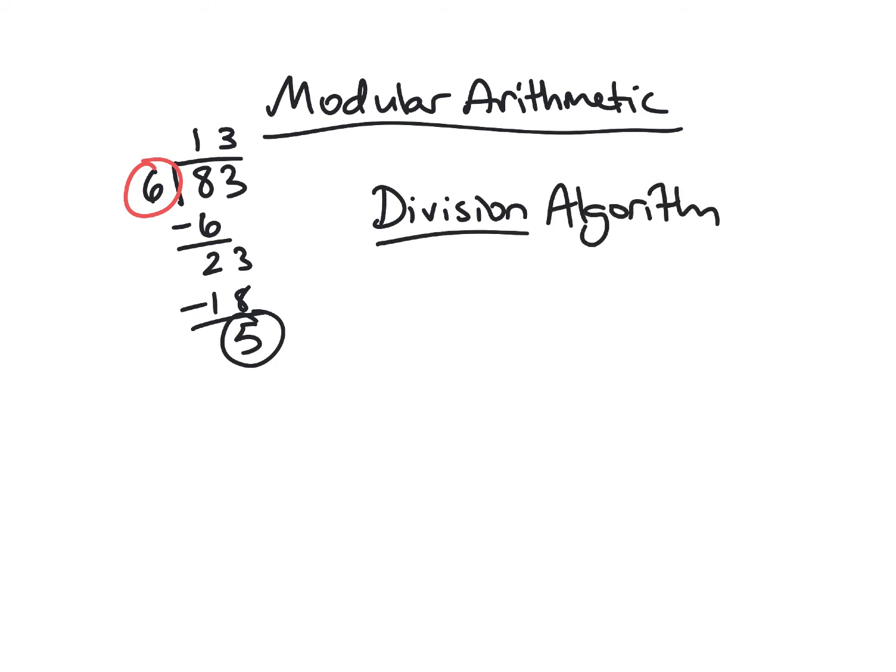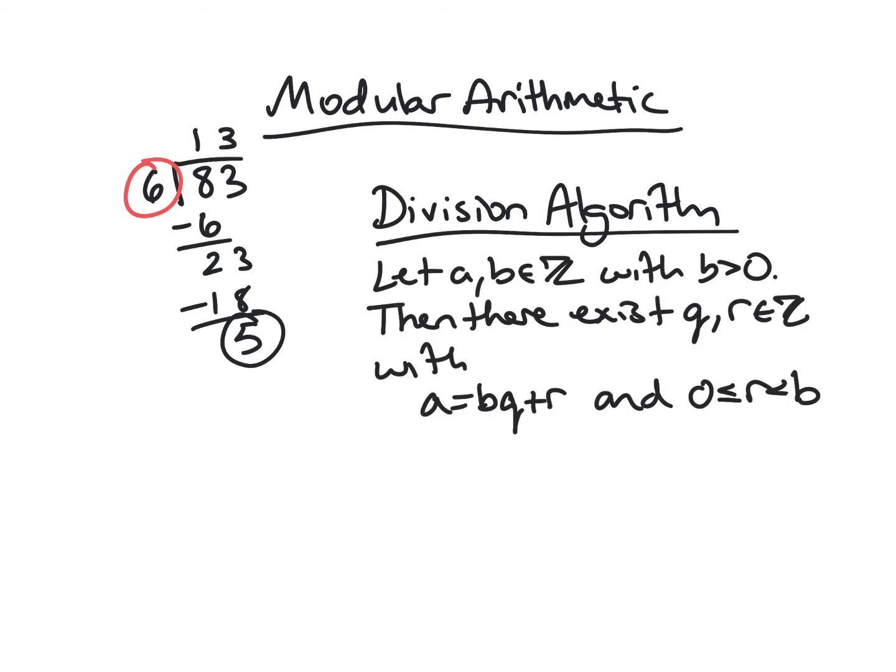We're not going to prove this. You don't really need to memorize this, but I just want you to have seen it because this is where modular arithmetic is really coming from. So here's the statement. It says, let a and b be integers with b greater than 0. Then there exist some other integers, q and r, such that this is true. So, this might look like nonsense. What does this really mean?